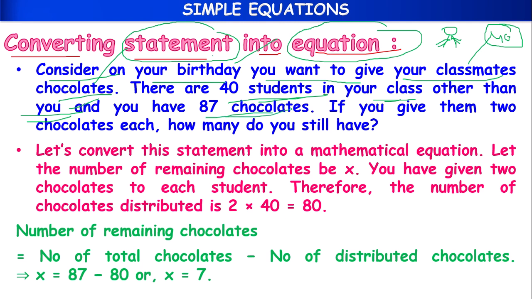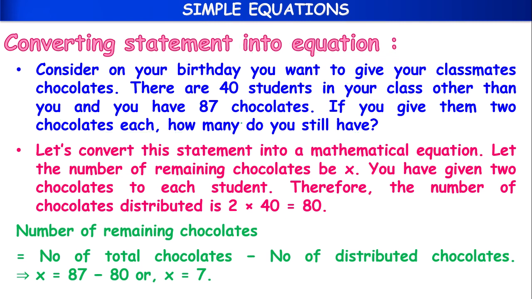And you have 87 chocolates. The total chocolates you are having is 87. So if you give them 2 chocolates each, how many do you still have? Apart from you, there are 40 students in your classroom and you have 87 chocolates. If you give 2 chocolates to each, how many chocolates do you still have, or how many chocolates will be left with you? So this is the statement.